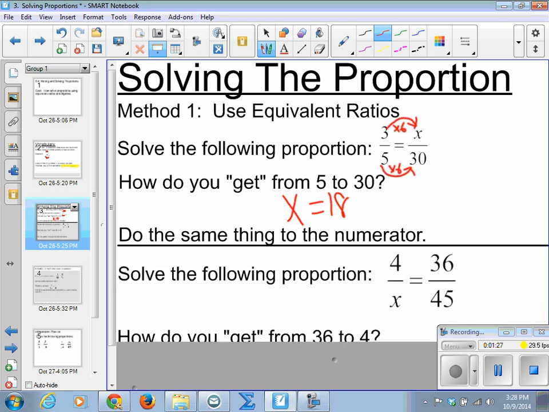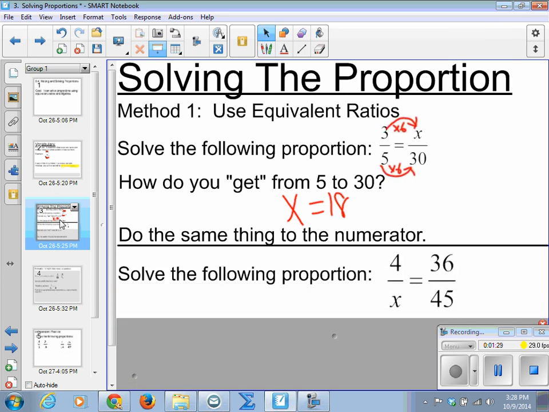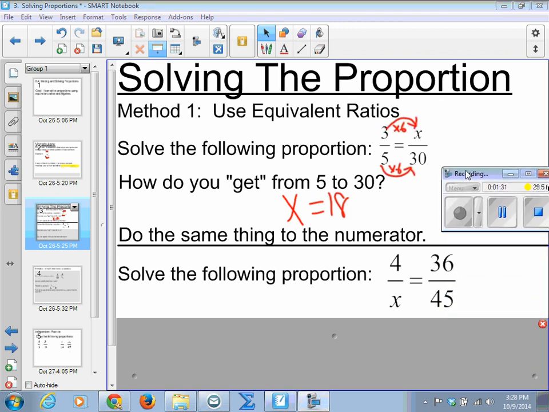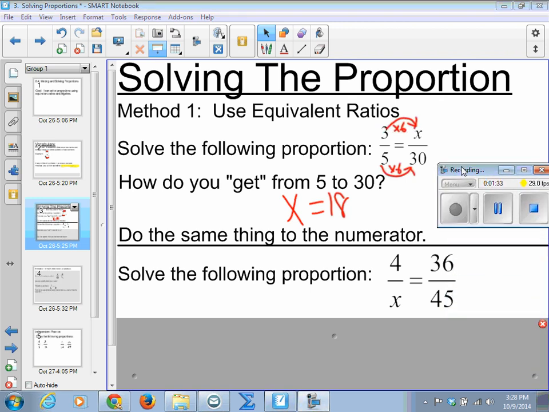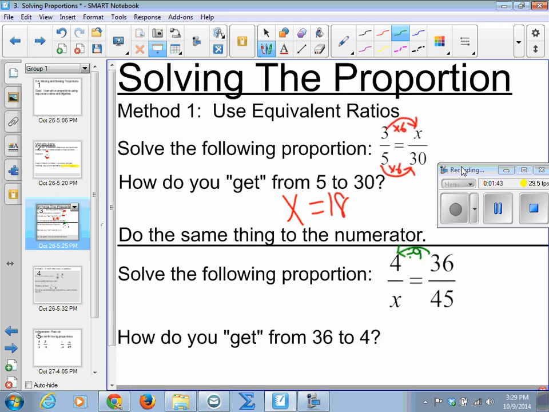We can work the other way as well. So 4 over x equals 36 over 45. Now think about how do we get from 36 to 4? Work backwards, we can divide by 9. So from 45 divided by 9 equals 5.